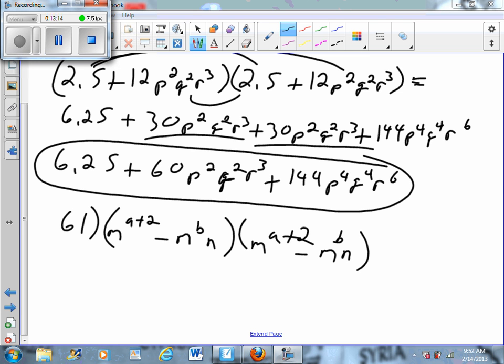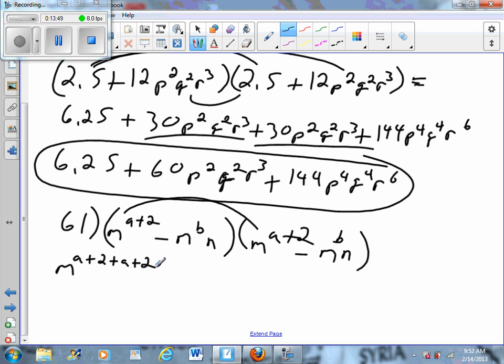And now what I'm going to do is multiply my two first terms together. M to the a plus 2 times m to the a plus 2. Like bases, what do you do with the exponents? What do you do with the exponents when the bases are the same? You add them. So we have to say a plus 2 plus a plus 2. And I'm going to write it out like that for right now, okay? We have to combine those terms in the exponent in just a minute, but for the time being, I'm going to leave it there.